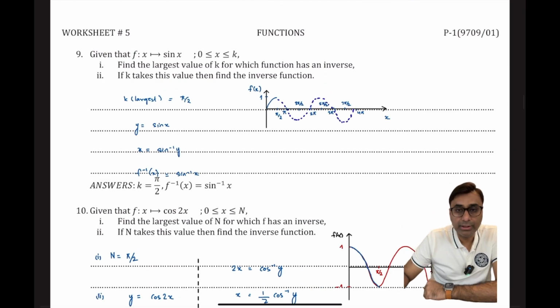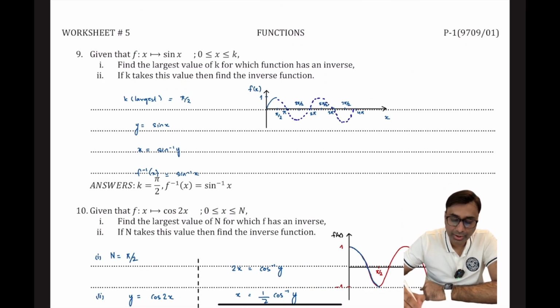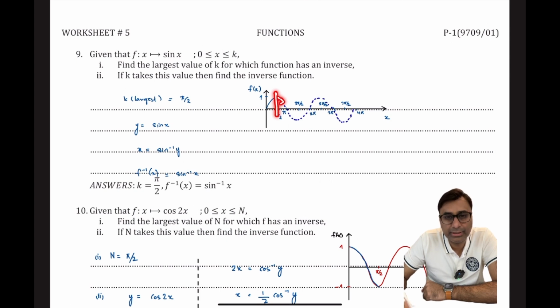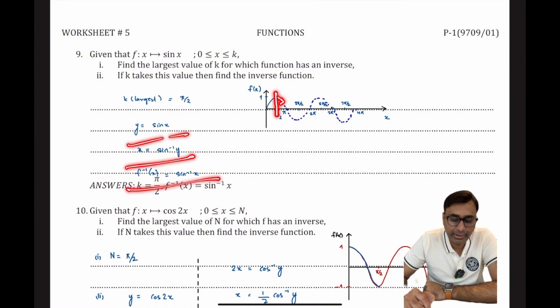The same idea could also be applied to trigonometric functions. You can see that a sine function is a cyclic, repetitive function, it just keeps on repeating itself. But if it asks what is the largest value you can take so that it is a one-to-one function and has an inverse, you know that you can go maximum to pi by 2 from 0, because if you go beyond pi by 2, it will repeat itself and it will not stay a one-to-one function. Once you do that, you can easily write down the inverse function in one step.